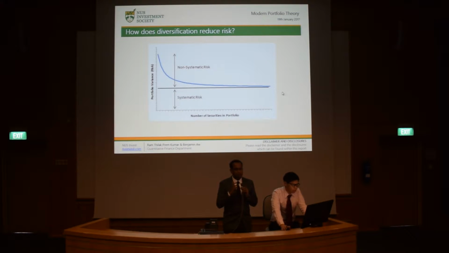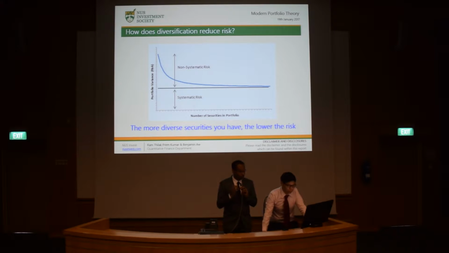So going back, how does diversification reduce risk? Here again we have the concepts of systemic and non-systemic risk. To explain diversification in simpler terms, let's take the concept of coin flips. If you have one coin and you expect a head, you have a 50-50 chance of getting a head or a tail. But when you have 3 different coins and you expect a head, the chances of getting a head are higher. That's how diversification works. The more diverse securities you have, the lower the risk in the market. So the important concept here is the diversity in the securities.